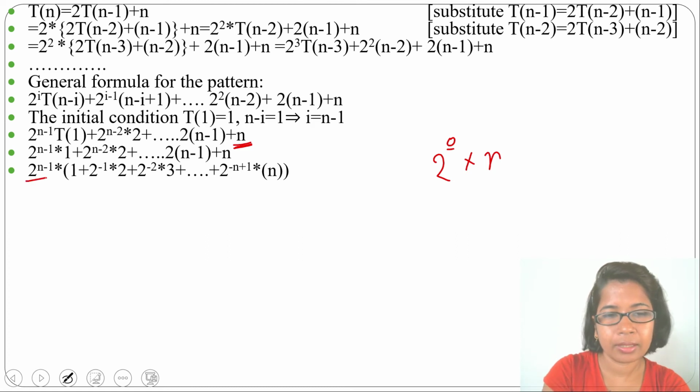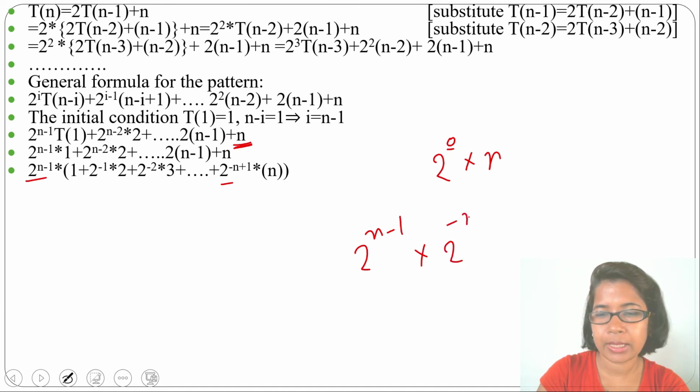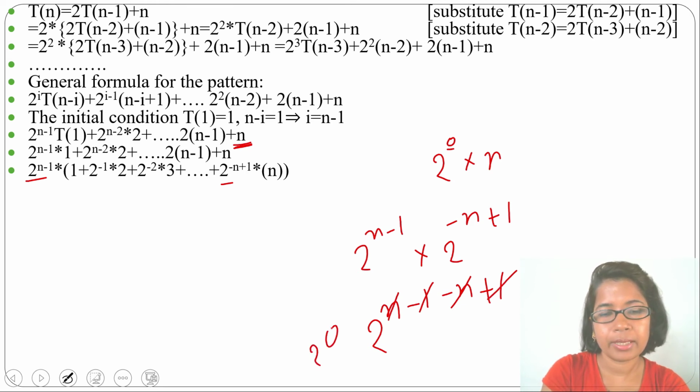Now just add this to 2 power n minus 1 multiplication 2 power minus n plus 1. So it will be 2 power n minus 1 minus n plus 1. It will be cancelled. Finally, we will get 2 power 0. So if we are taking common as 2 power n minus 1, there will be term 2 power minus n plus 1. Both multiplication should be 2 power 0.